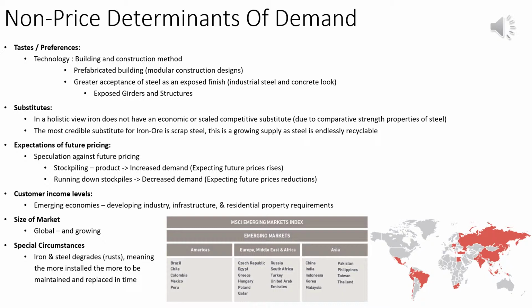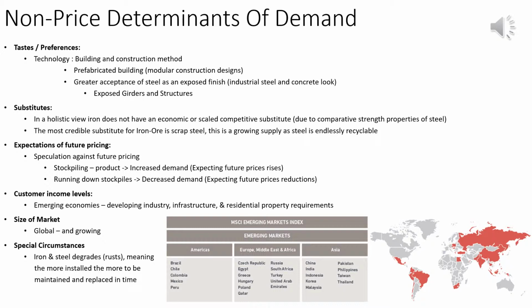This slide presents the non-price determinants of demand for iron ore. Firstly, building and construction methods are increasingly using prefabricated and modular construction methods which incorporate or comprise of steel components to speed construction time and deliver stronger constructed products. With respect to substitutes, iron in the form of steel does not really have any economically competitive substitutes. On future pricing, China has historically buffered against pricing spikes with stockpiles of a few months' production volumes, but this comes at a cost and an inconvenience of managing such inventory.